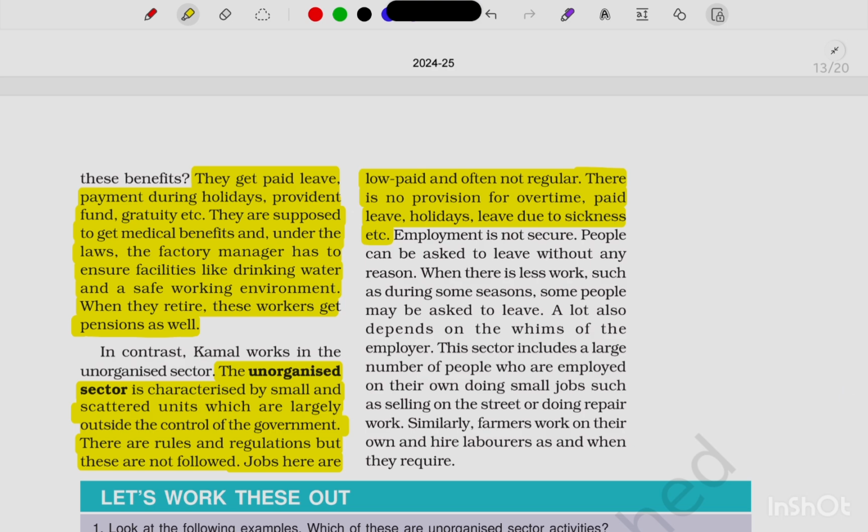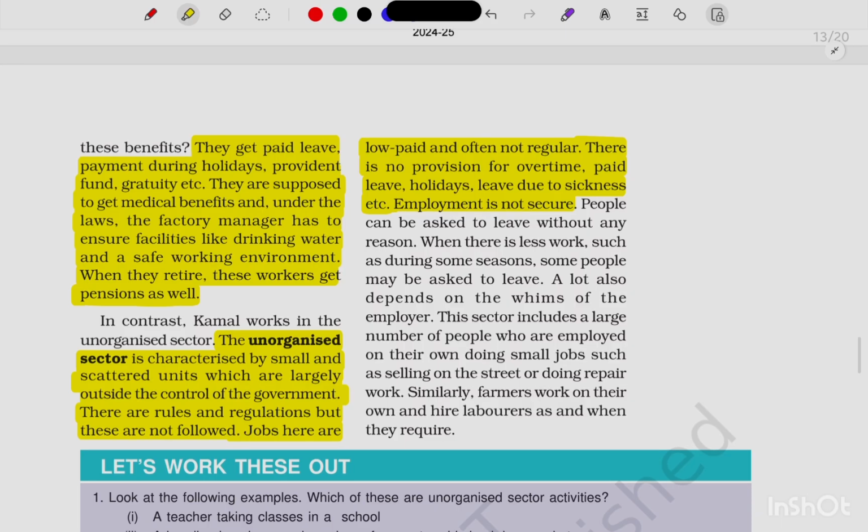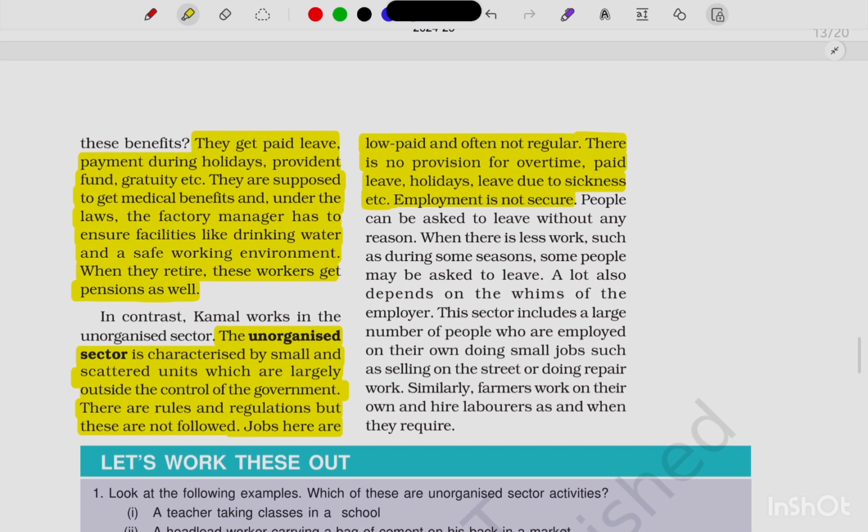Employment is not secure. Actually, you know what? Do the overtime, because your employer might say, no, you're not doing overtime, and might fire you because employment is not secure. People can be asked to leave without any reason. When there is less work, such as during some seasons, some people may be asked to leave. A lot also depends on the whims of the employer. So if the employer thinks that you're a bad guy without any particular reason, he might say get out.